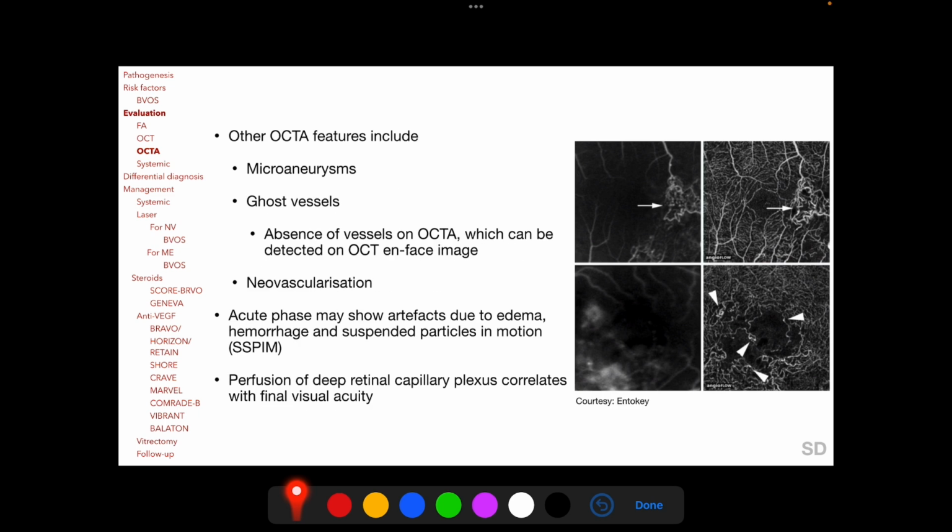Other features which may be found on OCTA include microaneurysms, ghost vessels, and neovascularization. And in the acute phase of retinal venous occlusion, there can be artifacts on OCTA due to edema, hemorrhage, and suspended particles in motion, which may occur within cystoid spaces. And it has been shown that perfusion of deep retinal capillary plexus on OCTA correlates with final visual acuity.